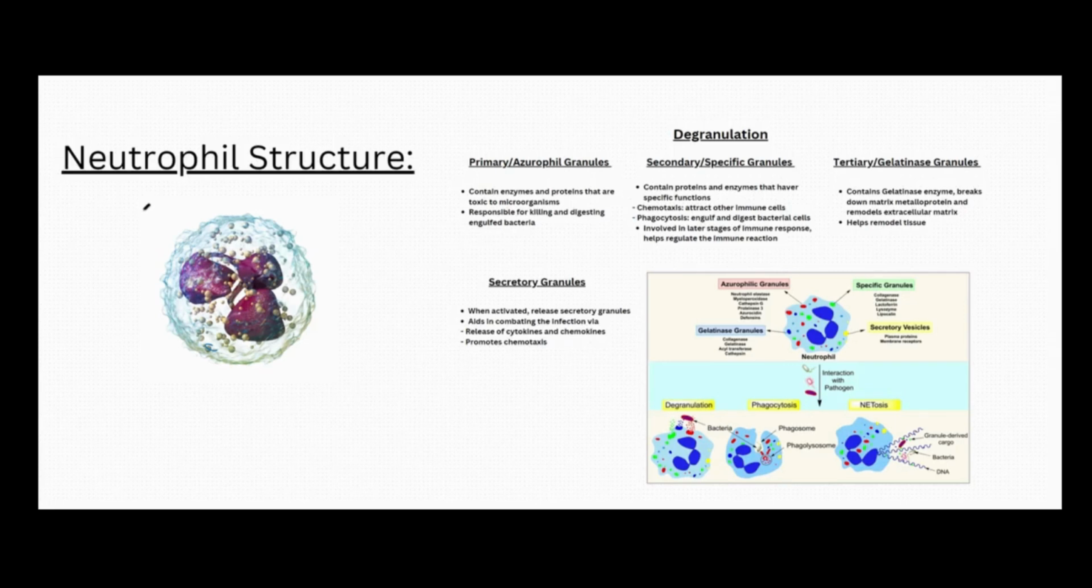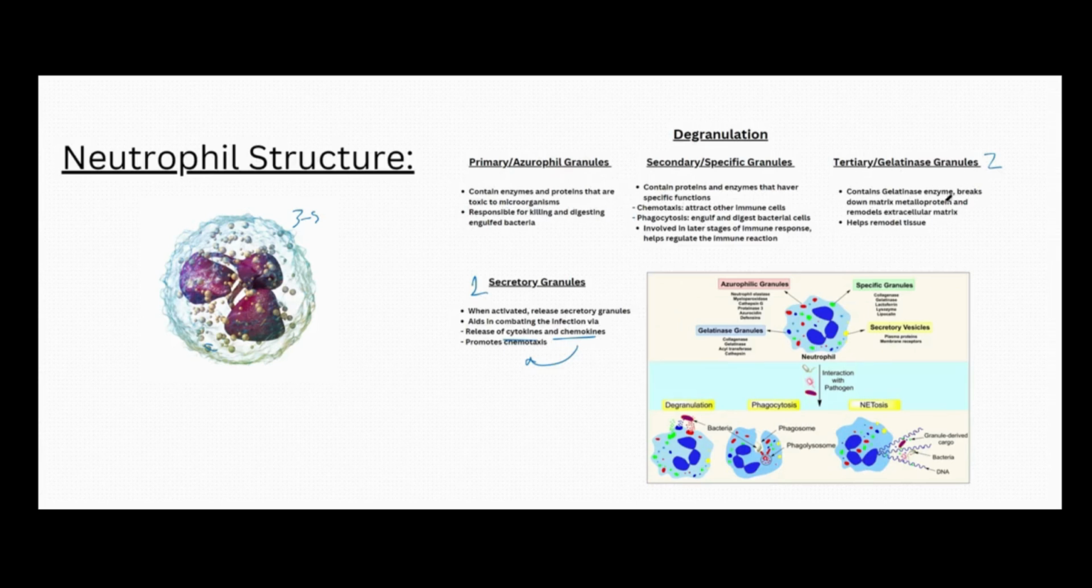Next, I'm going to be talking about neutrophil structure. Neutrophils are overall circular cells with lobed nuclei, typically of 3 to 5 lobes. These nuclei are surrounded by cytoplasm littered with many different granules. These granules are released during the process of degranulation. Firstly, there are secretory granules. These release cytokines and chemokines involved in chemotaxis, getting all those other immune cells to the site of infection.